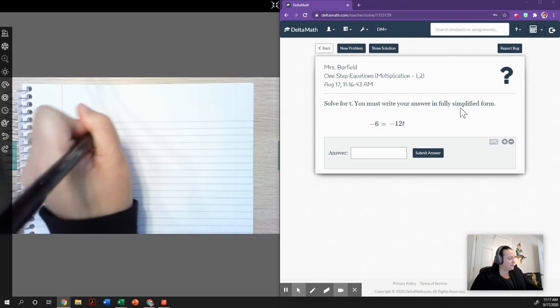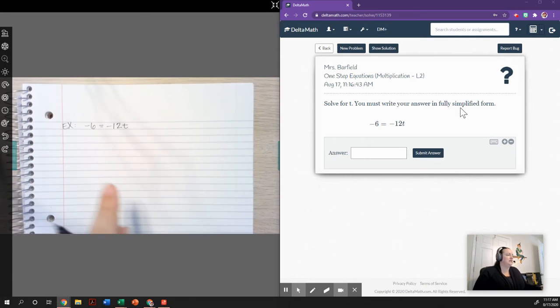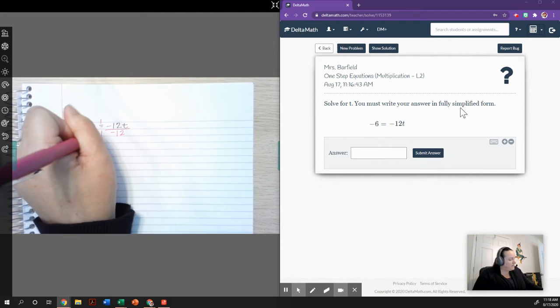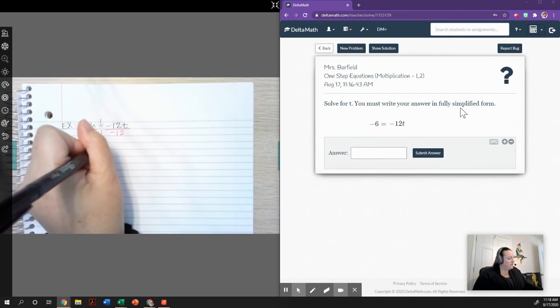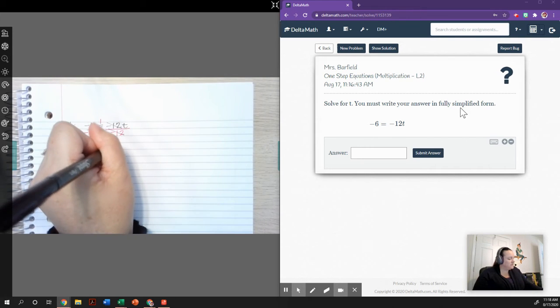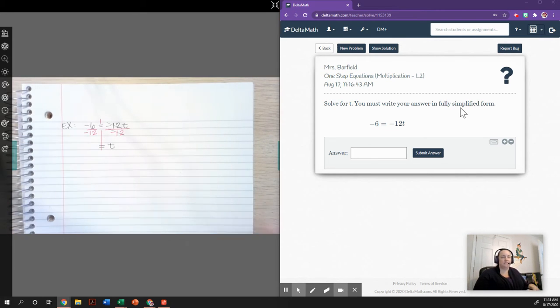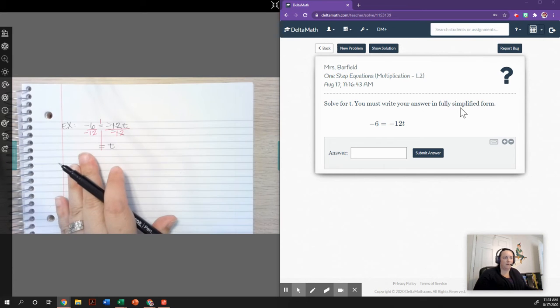All right. So -6 equals -12 times t. I still have to get my variable by itself. I have to isolate t. So if I have my left and my right side, I'm going to divide both sides by -12. Equal sign. Well, I know the -12s eliminate, so I have t. This is what we're talking about here. We do have a fraction, which means we need to simplify it. The nice thing is that a negative divided by a negative is a positive. So I know my final answer is positive.